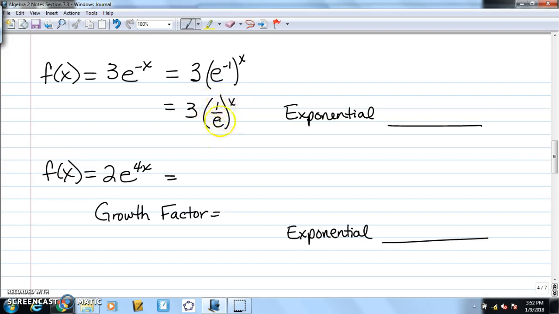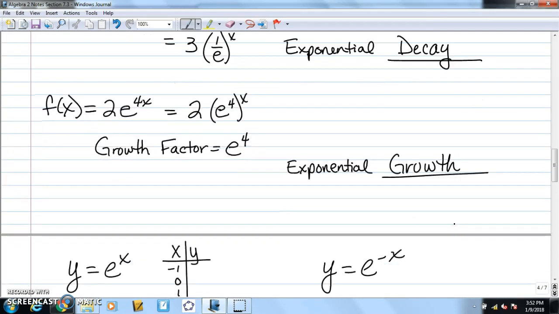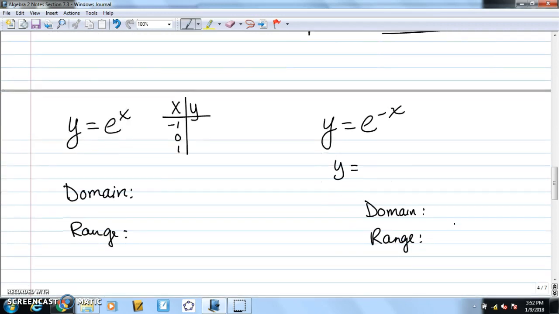Here is my growth factor. Well, 1 over 2.718 is less than 1. It's between 0 and 1, right? So this is going to be exponential decay. Okay? What happens here, again, separate it out. This is 2 times e to the 4th to the x. Well, e to the 4th is your growth factor. And that is greater than 1. So this is exponential growth. Okay? So again, just remember that that letter e is a number. It's 2.718. So we can have exponential growth and decay functions with it.